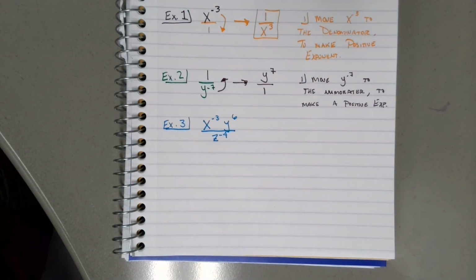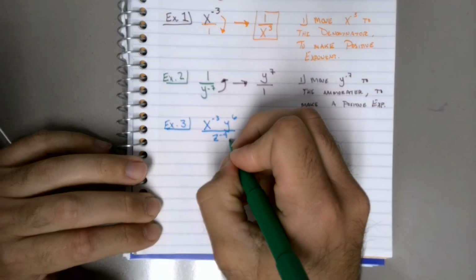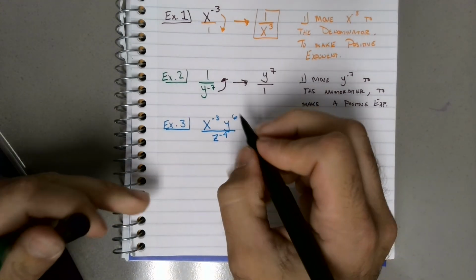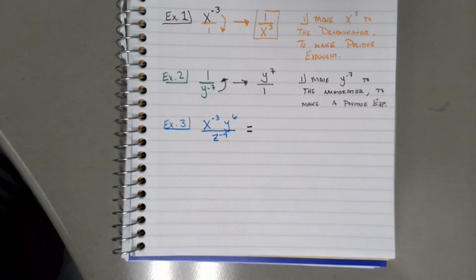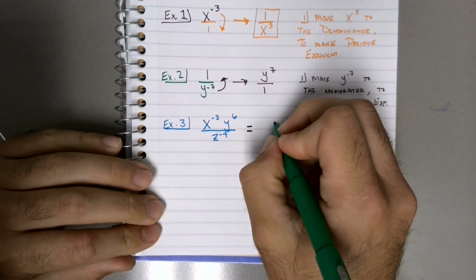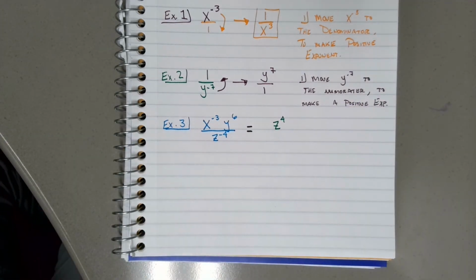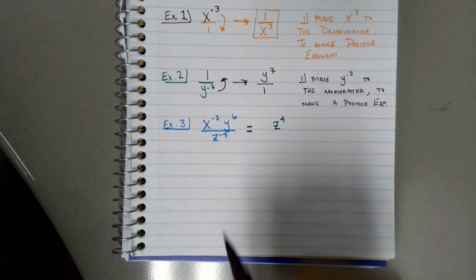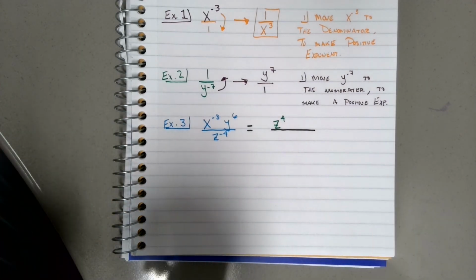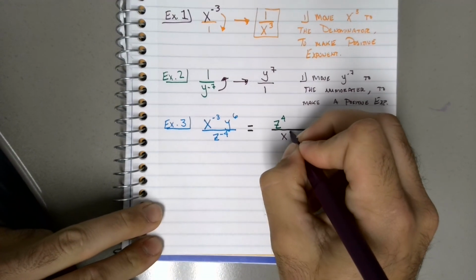Okay. All we're going to do here is I'm going to move z up here. So let's say, let's make this equal. All right. How would I make the z to the negative 4th positive? I'm going to move it to the top, which will make it z to the 4th. Okay. What about my x to the negative 3? How would I make that positive? I would move that to the bottom. So I would move this to the bottom, which would make it x to the 3rd.